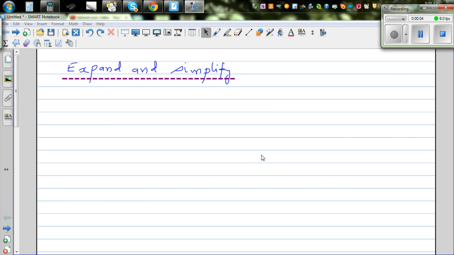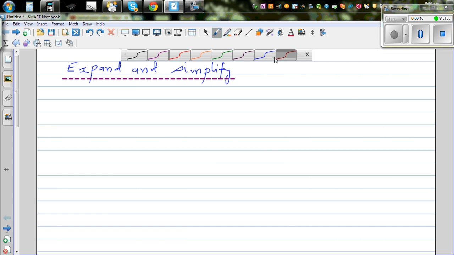Expand and simplify. This is again one skill that is required in algebra. So before we go into algebra, let's start with numbers. Suppose you want to multiply, say, 4 times 27. Now there are different ways of multiplying one digit by a two-digit number.